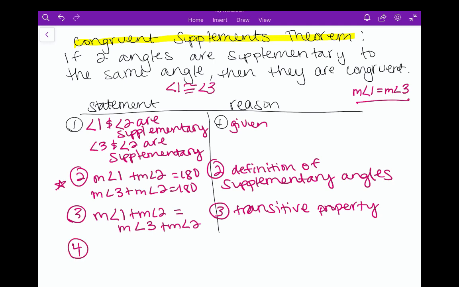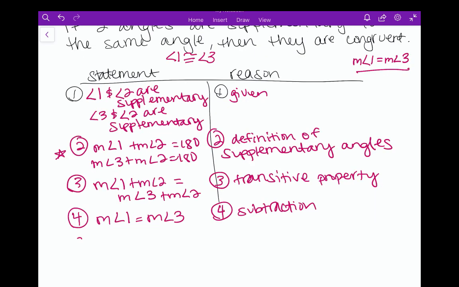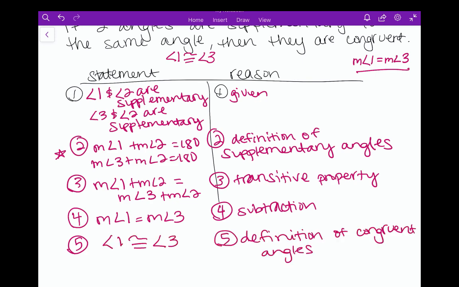So now, if 1 plus 2 equals 3 plus 2, what we can do is subtract 2 from both sides and we get 1 equals 3. Measure of angle 1 equals the measure of angle 3, and that is the subtraction property. And then we can say that they are congruent because of the definition of congruent angles. And that's how you would prove that.